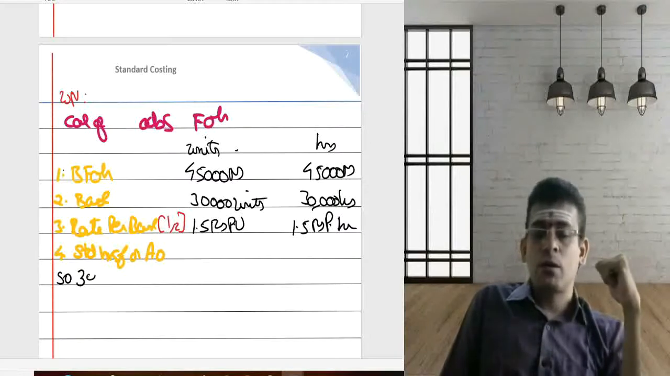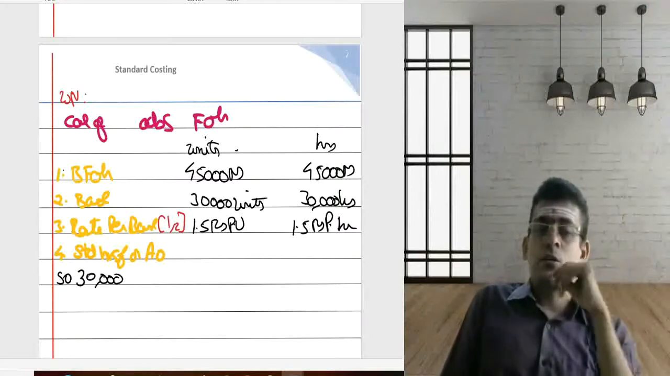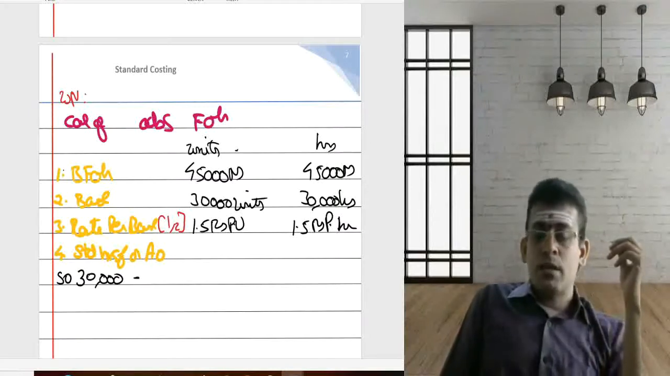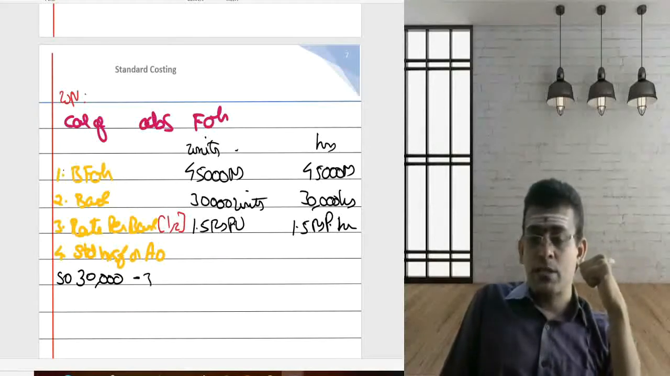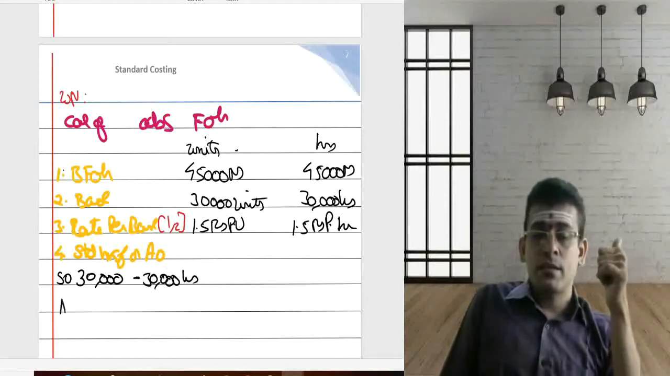What is my standard output? 30,000 units is my standard output. For producing this 30,000, how many hours do I have to spend? What is my standard input in hours? 30,000 hours. Then what is the other thing that is required?